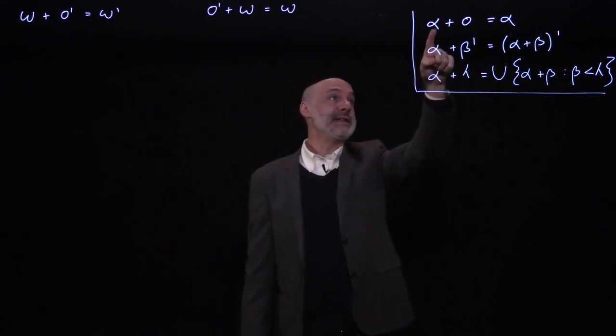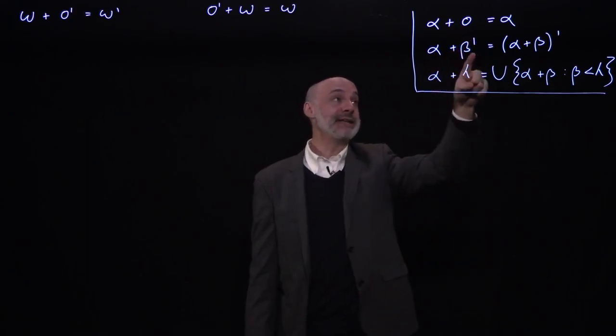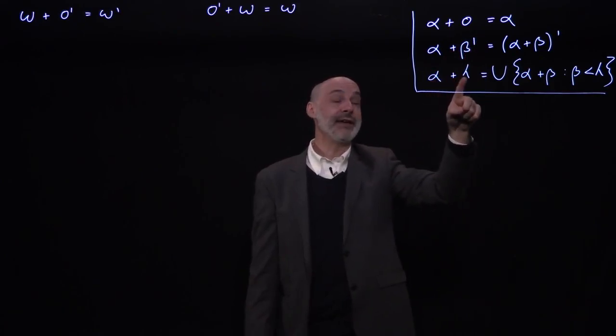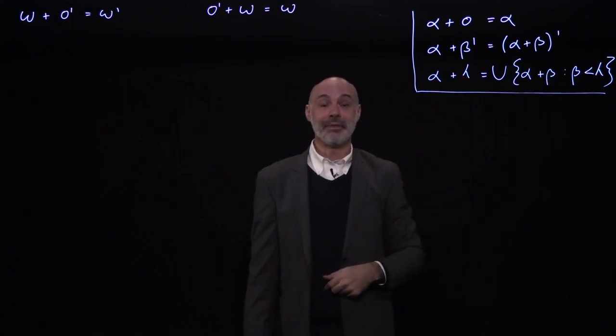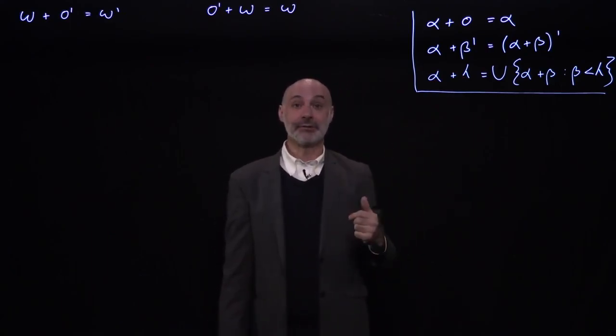One clause for the case in which what you're adding to alpha is 0. Another case where what you're adding to alpha is a successor ordinal. And then another case in which what you're adding to alpha is a limit ordinal. And the best way to understand what's going on is to see it in action.